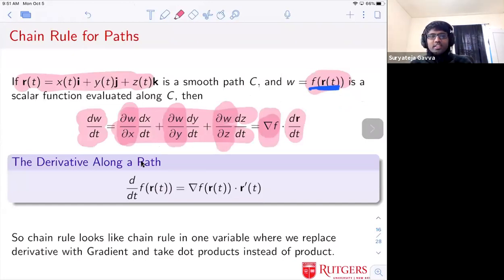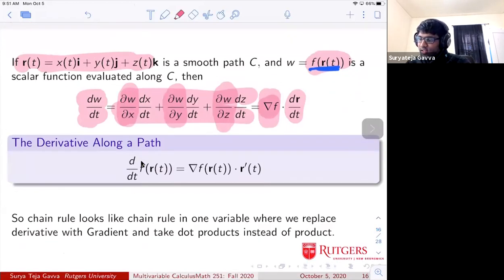So another way to see the chain rule is that the derivative is this gradient vector times dr over dt. Okay, so that means if you differentiate f of r of t, it's nothing but the gradient vector times the derivative vector, which is r prime of t. Okay, so what does it mean? The chain rule that we have seen before can be thought of as just like the chain rule in one variable. The only difference is that instead of the derivative, we take the gradient. Instead of the normal product, we take the dot product.